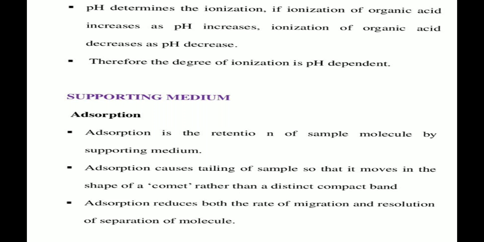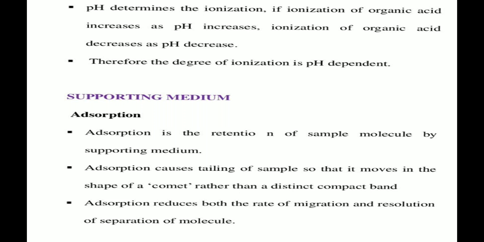So pH म्हणजे काय, so what is pH? So pH is negative logarithm of concentration of H plus ions. So that pH is used to determine the ionization. So if ionization of organic acid increases, pH will also increase, and if ionization of organic acid decreases, pH will also decrease. So therefore degree of ionization is pH dependent.